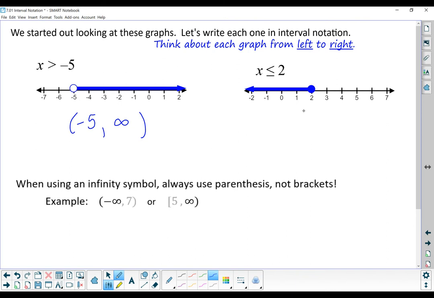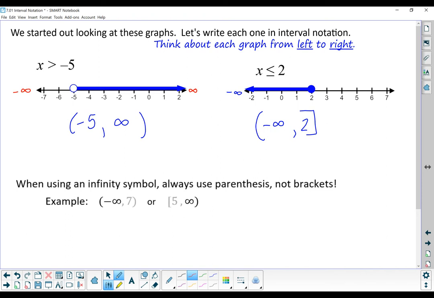And on this next one, I can see that the boundary value is 2, so the upper bound is 2. But where does this start? Well, it starts at -infinity. So our interval would look like this, from -infinity up to 2, with the 2 included. So when you're looking at a number line, if you have to use an infinity, it's -infinity on the left and positive infinity on the right, just like the negative numbers are on the left and the positive numbers are on the right.